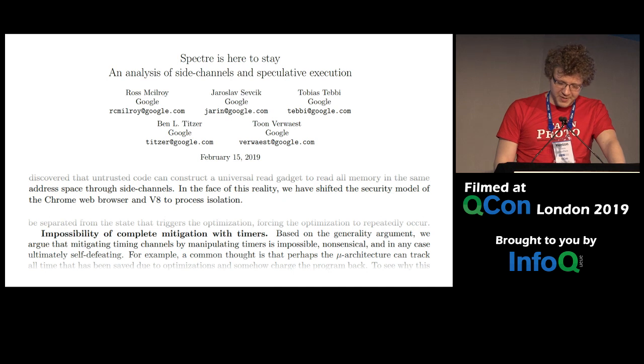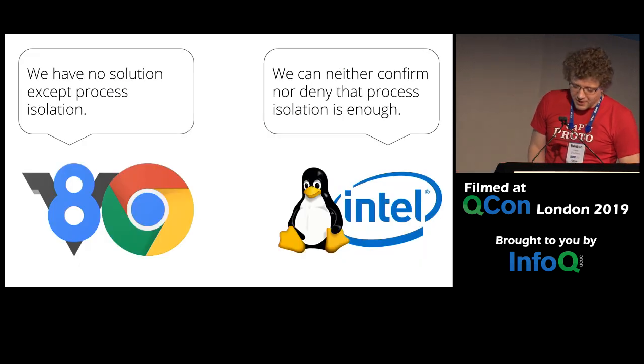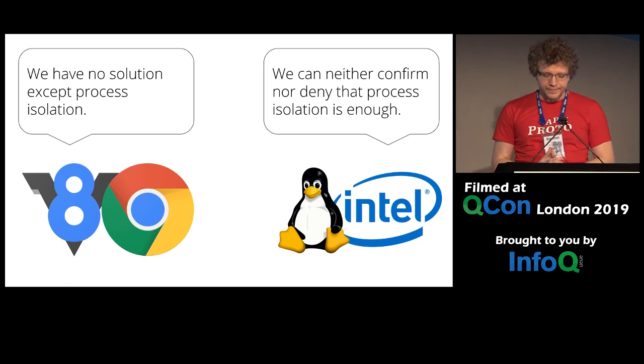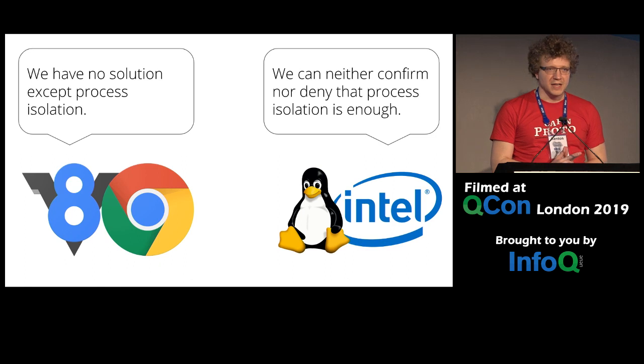Are you totally vulnerable to Spectre? Well, here's the thing. You have to be careful when you read this paper to understand what it is actually saying. It is saying that the V8 team has not been able to find anything else they can do except for rely on process isolation. It is not saying that process isolation solves the problem.